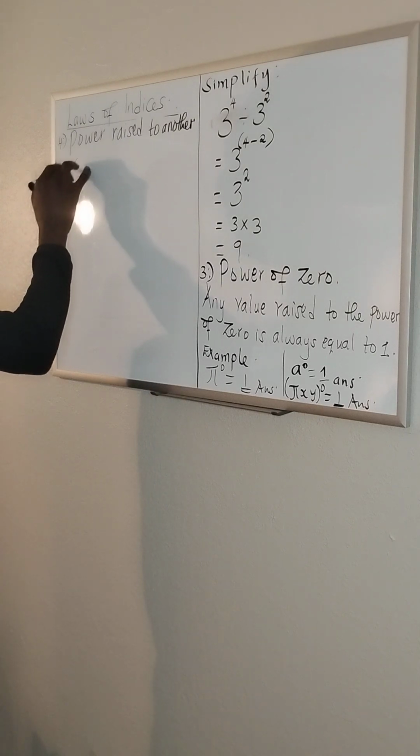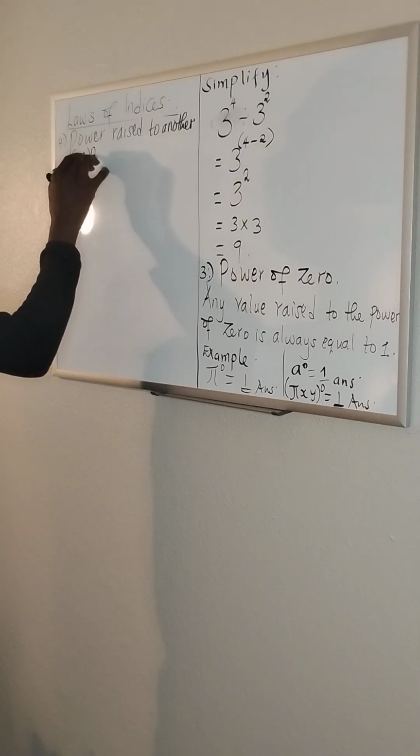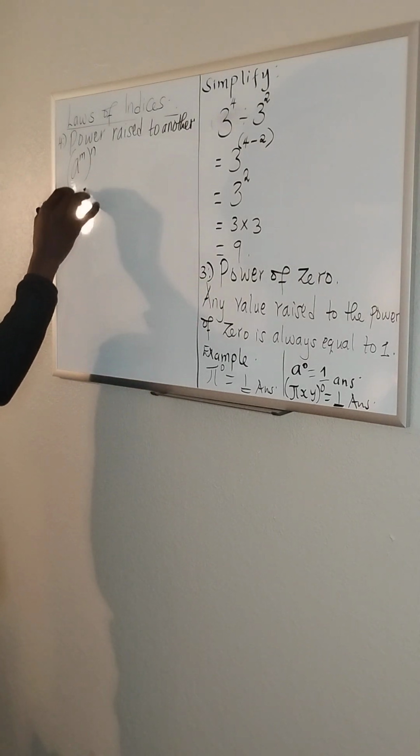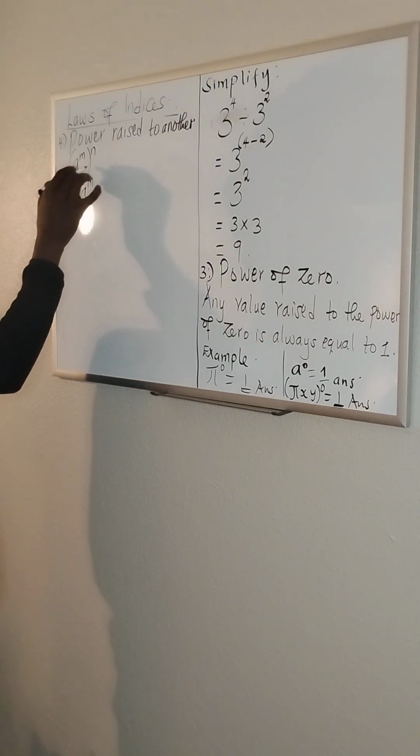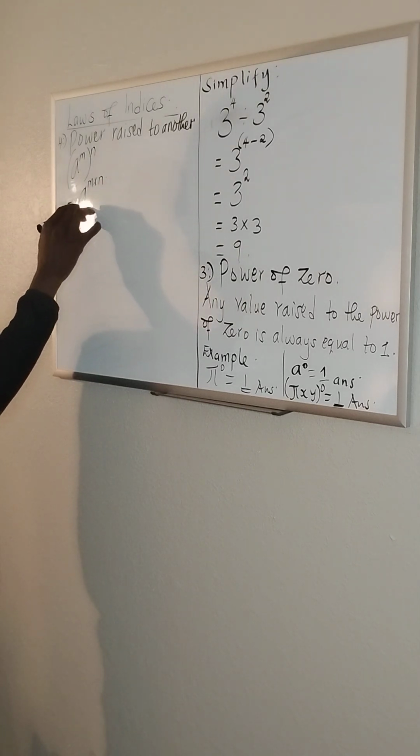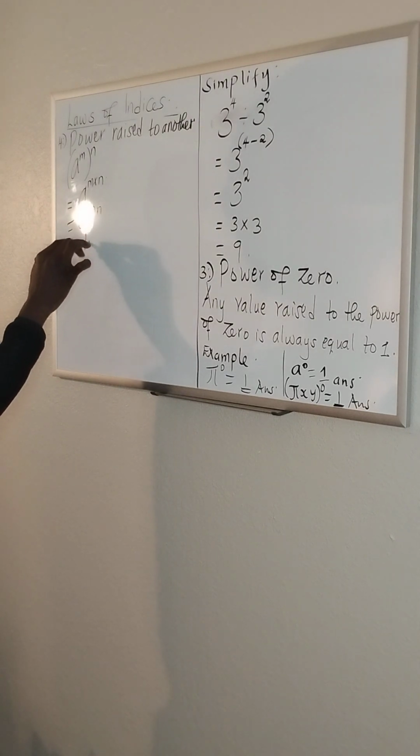For example, a raised to the power of m in brackets, everything raised to the power of n. So this one is the same as, I remove the brackets, then I multiply the two powers, so mn. Therefore, it is written as a raised to the power mn. Example, simplify or evaluate.